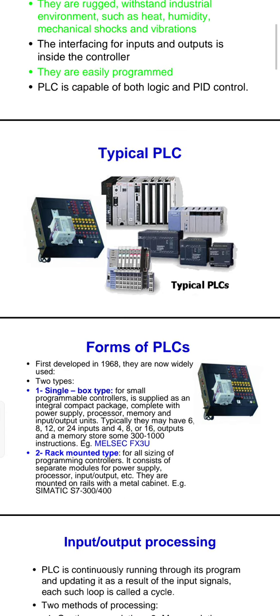Forms of PLCs: they were first developed in 1968 and are widely used. There are two types, single box type and modular type. The small programmable controller is applied as an integrated compact unit complete with power supply, processor, and input and output units. Typically they have 6, 8, 12 or 24 inputs and 8 or 16 outputs. Memory is some 2000 instructions.